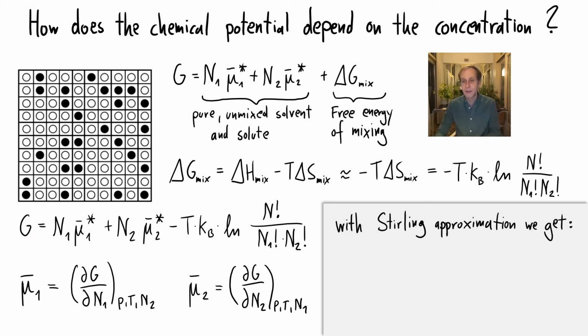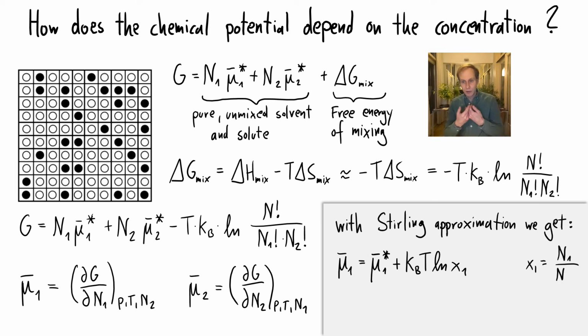I don't do this here, I just give you the end result, which for the chemical potential of the solvent is given by this formula. The chemical potential per molecule of the solvent is the chemical potential per molecule of the solvent at the pure state, which is indicated by the star, plus this term, which is the Boltzmann constant times the temperature times the natural logarithm of the mole fraction of the solvent. So X is the number of solvent molecules divided by the total number of molecules. That's the mole fraction.